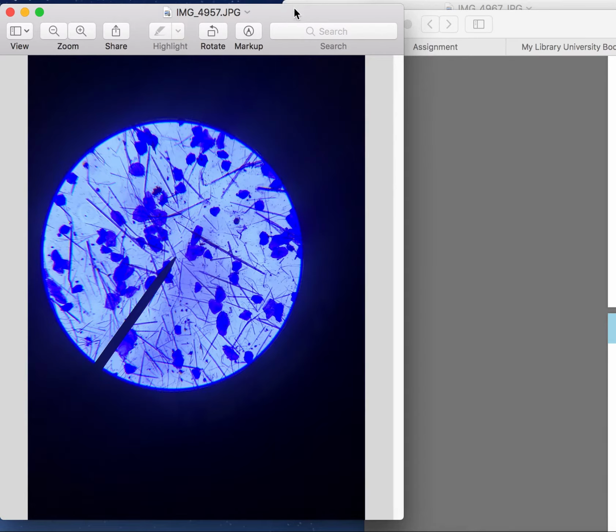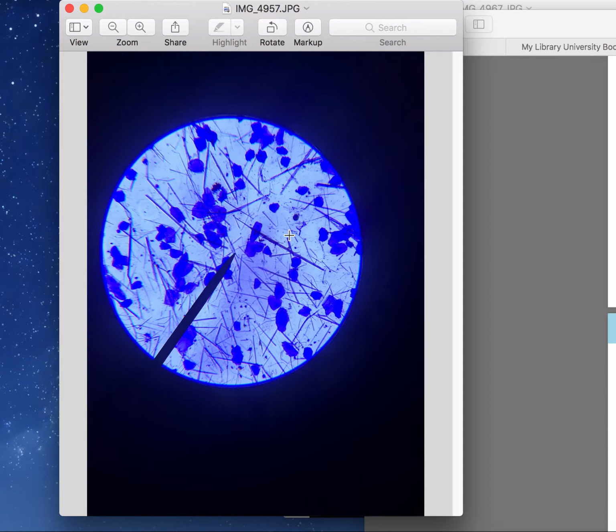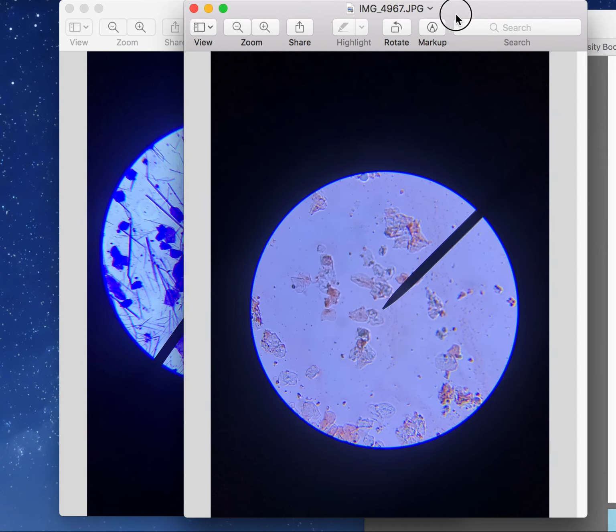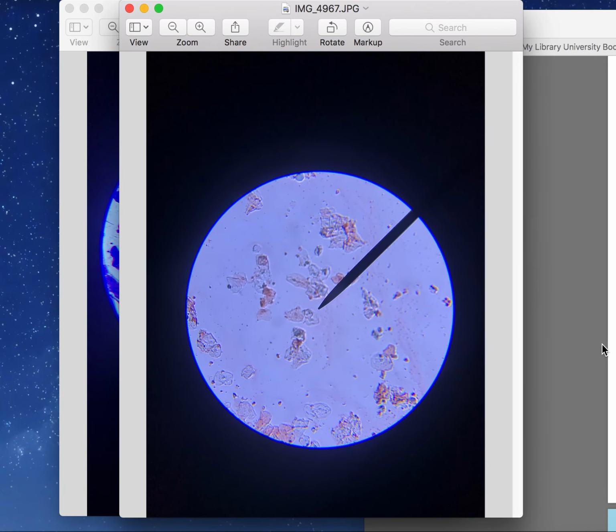And here, this picture is the direct stain, slide number 1, on high magnification. And this is our slide 2, also on high magnification. And that concludes exercise number 1.